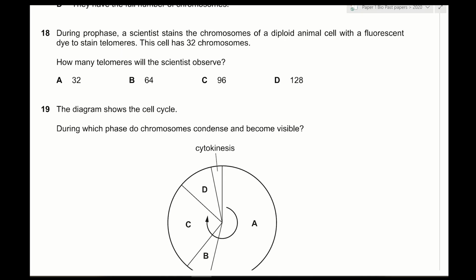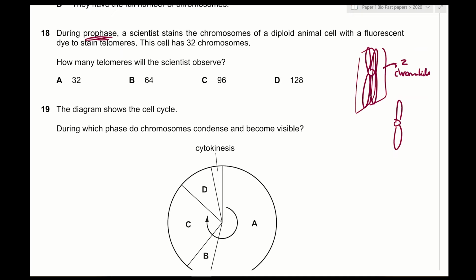Question number 18. During prophase, a scientist stains the chromosomes of a diploid animal cell with a fluorescent dye to stain telomeres. This cell has 32 chromosomes. How many telomeres will the scientist observe? Now, the first hint here, it says during prophase. During prophase, a chromosome looks like this and has 2 chromatids. So, this is a chromatid. Now, in telophase and anaphase, the chromosome has a single chromatid, because each pair of sister chromatids have moved to the opposite side of the cell. Now be aware of this point.